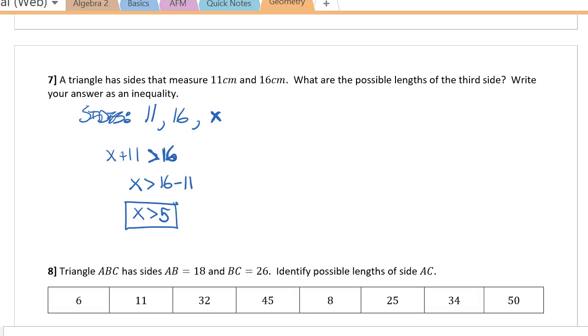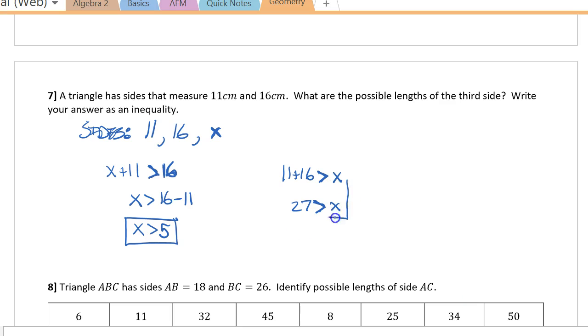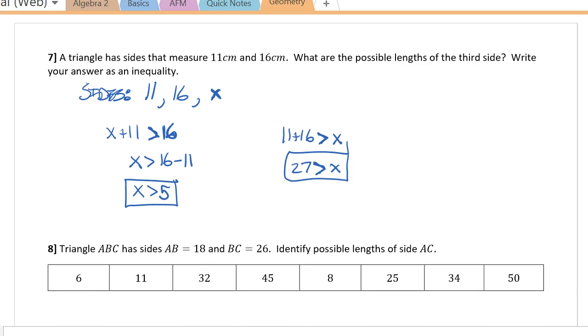Well, the other case we need to think about is what if x is in fact our biggest value? In that case, side lengths of 11 plus 16 must be bigger than our third side, which is x, the largest side in this theory. So really what that means is that 27 must be greater than x. So the biggest that x could be is 27. Putting these two values together, we're going to write it as a compound inequality of 5 is less than x, which is less than 27.